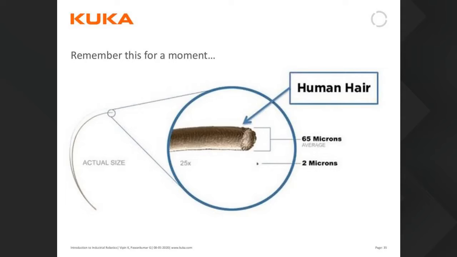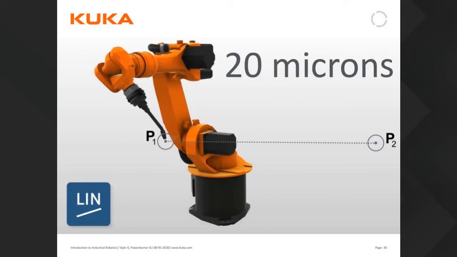An average human hair has a diameter of 65 microns. Just remember that for a moment. In the next slide you can see the industrial robot. I'm specifying here that an industrial robot can have a repeatability down to 20 microns. It means it is very precise. What do you mean by repeatability? This is why we choose an industrial robot specifically for industrial applications like machining, painting, deburring or cutting. These kinds of applications need repeatability, so we need the highest repeatability possible. So we are going to choose an industrial robot.